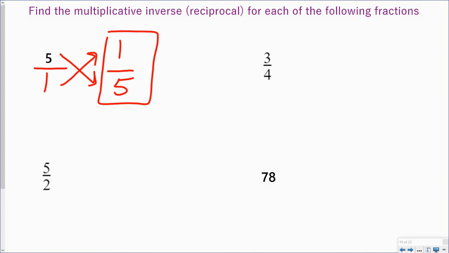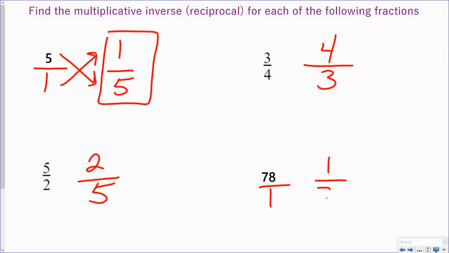For my 3/4, I would put my 4 on top and the 3 on the bottom. For my 5/2, I would put my 2 on the top and 5 on the bottom. And for 78, again, that's over 1. So we would flip it and put 1 over 78.